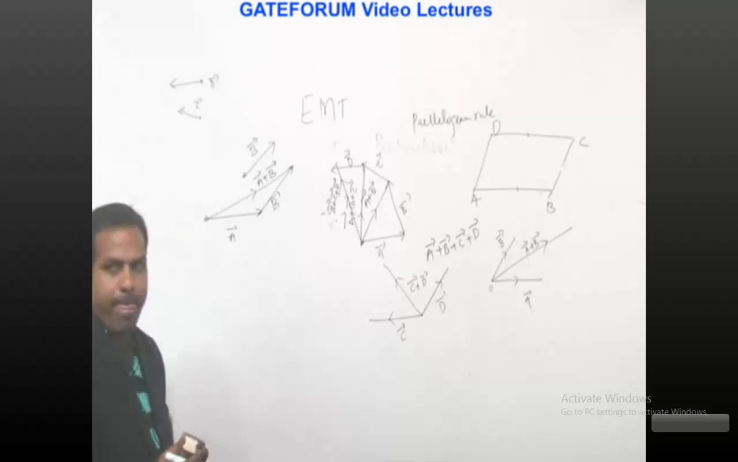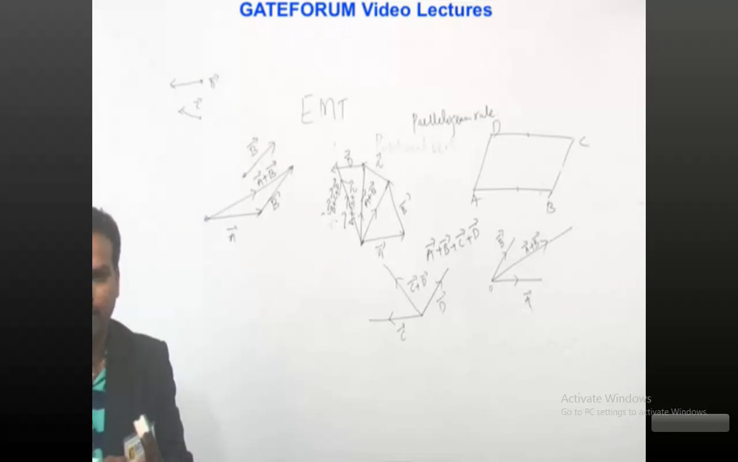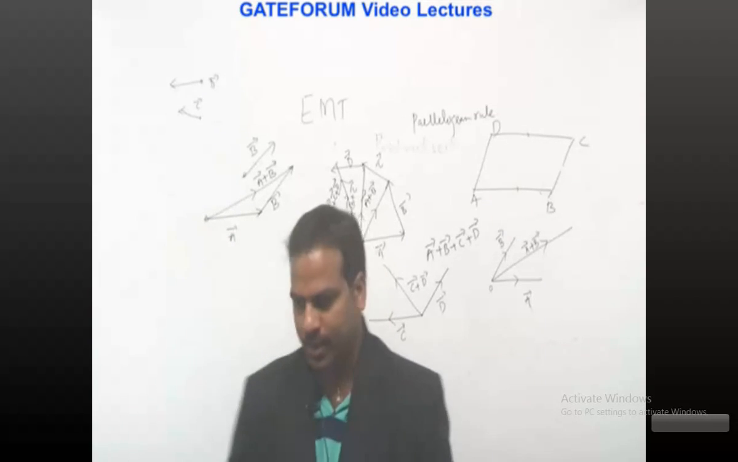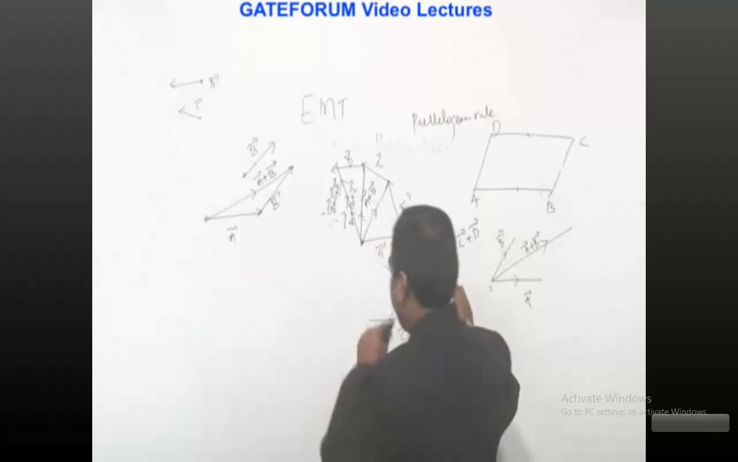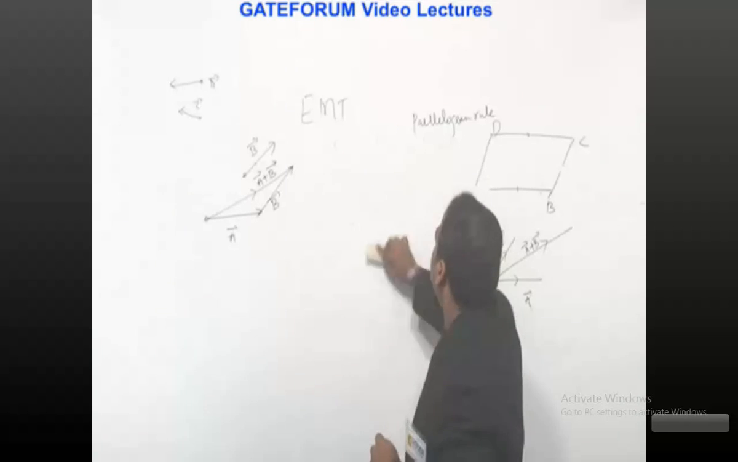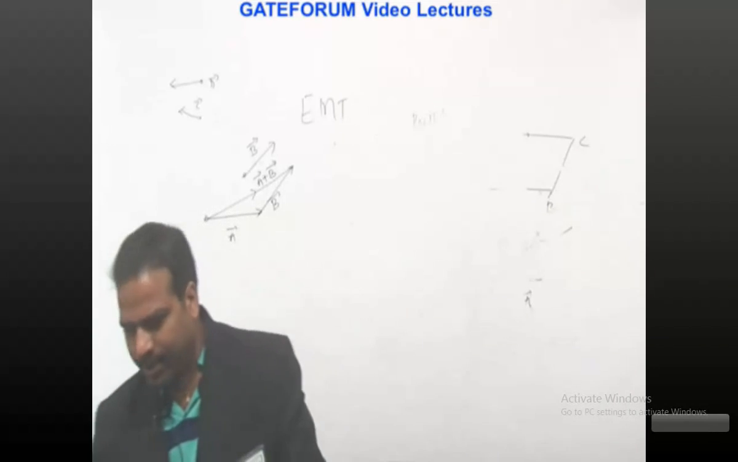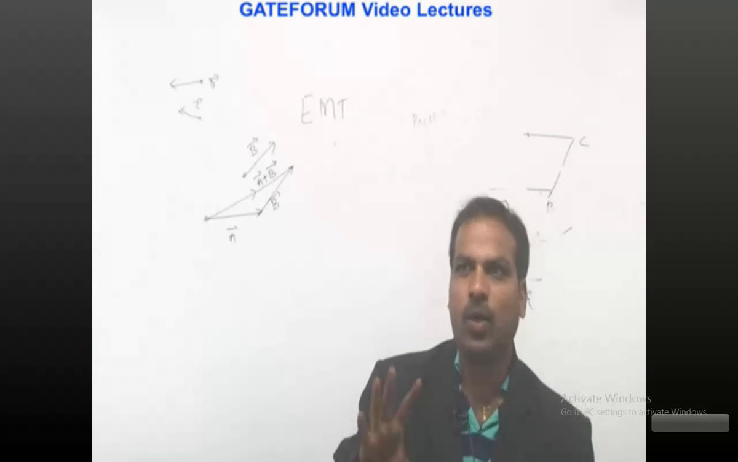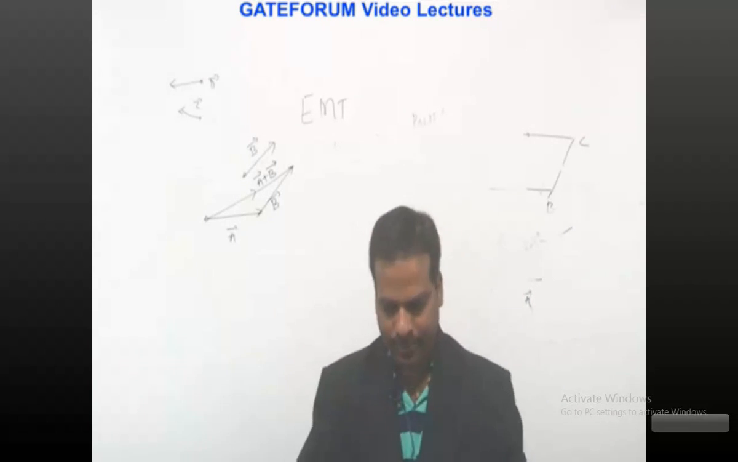Now let us move on to the next operation, which is scaling of vectors. In general, what do you think about scaling? Scaling means multiplying a vector with a certain constant. Multiplying a vector with a certain constant is called scaling of a vector.